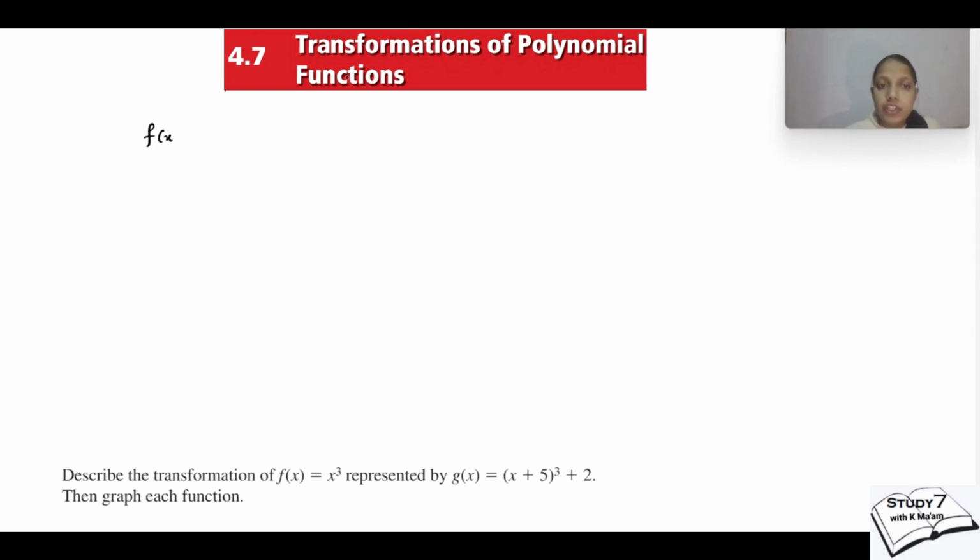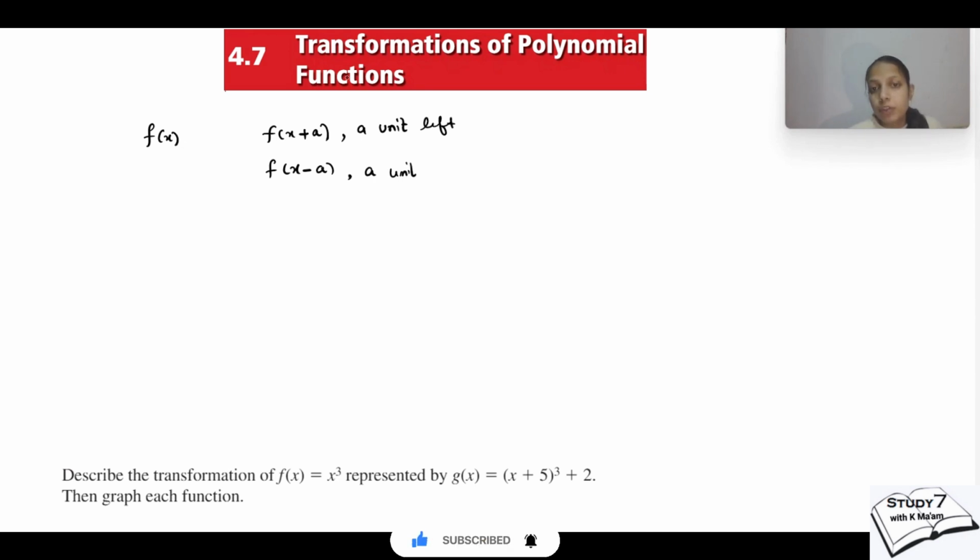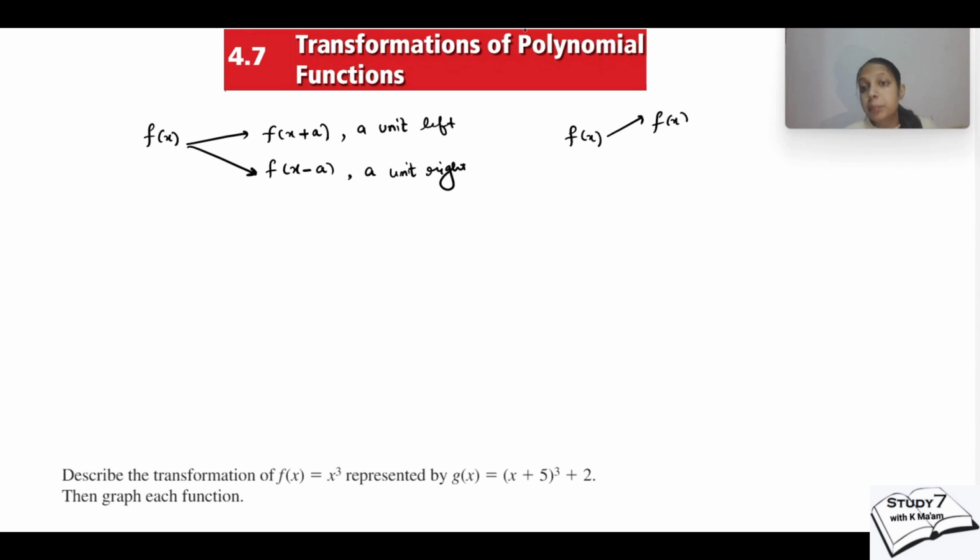When f(x) is changed to f(x + a) or f(x - a), this is considered as the function moved a units left, or a units right. For f(x + a) it shifts a units left, for f(x - a) it shifts a units right. And here, if f(x) is there, it changes to f(x) + a.